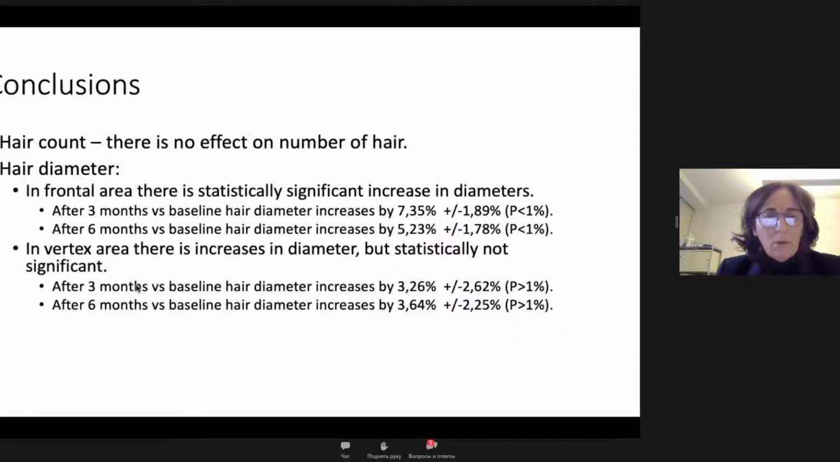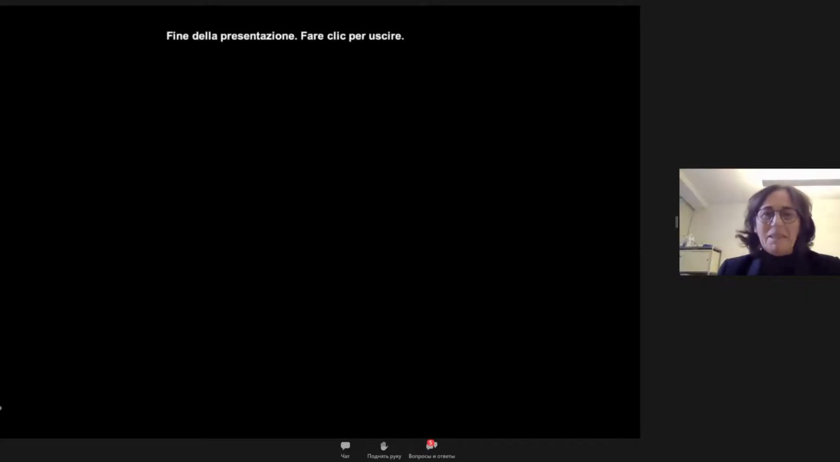So in conclusion, we can say that there was no effect on the number of hairs after the treatment, as expected, but there was a statistically significant increase in diameter in the frontal area as well as in the vertex, even if not statistically significant. Thank you. I finished. Now I'm ready for the questions together with Professor Tosti.